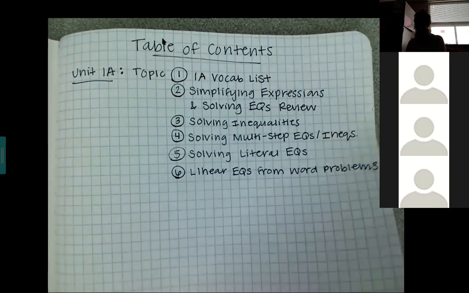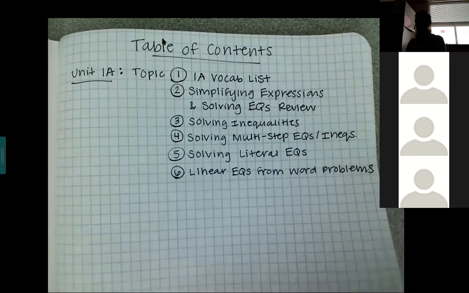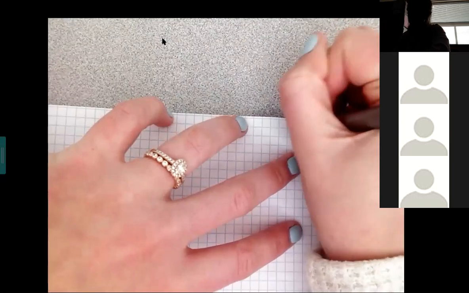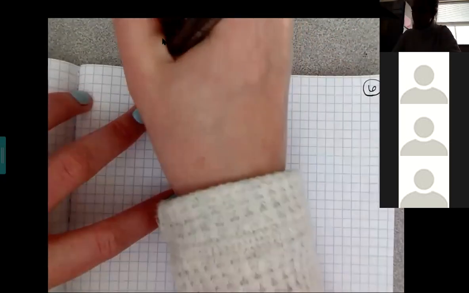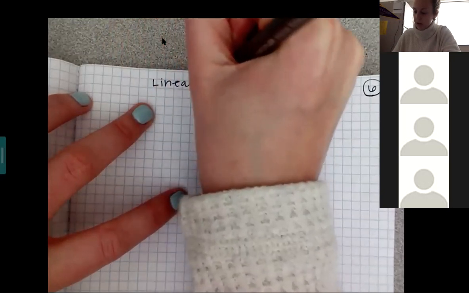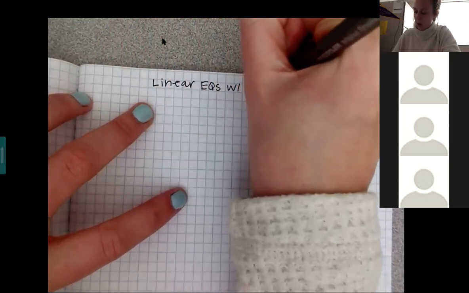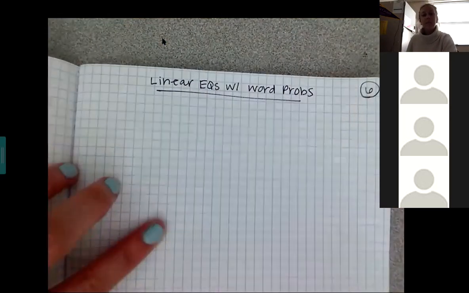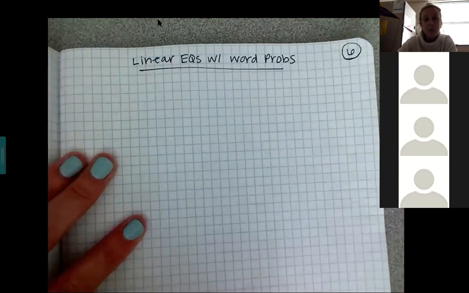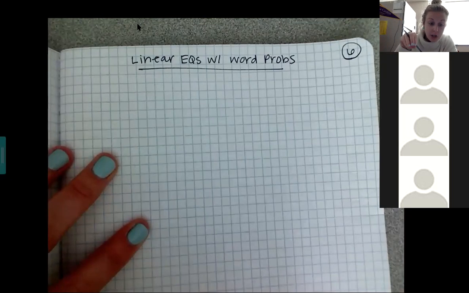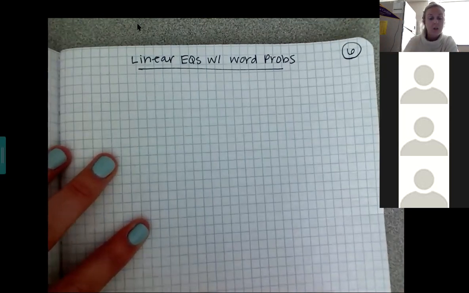All right, are y'all good if I flip? Okay, so topic 6. We're talking about linear equations with word problems. So what we're going to be doing today, you're going to be given a word problem. Again, I want you to have an open mind. But from that word problem, we're going to try to set up a linear equation, and then they may ask us to solve it for a specific value, okay?